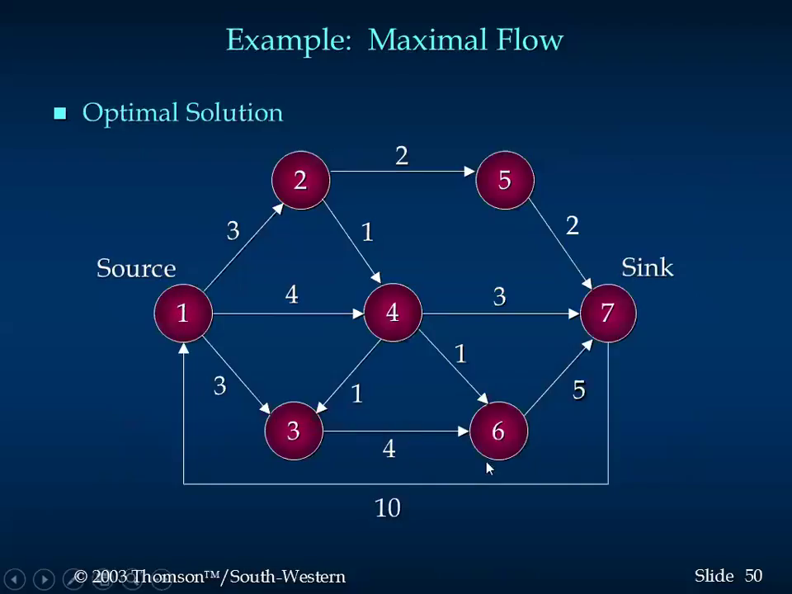From here, 3 units, 4 units, and 3 units. That's 10. This 3 units splits as 2 and 1 here. 1 and 4 join here to make 5. From that 5, 1 goes here, 1 goes here, and 3 go here. So 3 also come from here. 3 plus 1 is 4, so 4 units go from 3 to 6. It's joined by 1 more unit, so totally 5 units flow from 6 to 7. And on this side, this 2 units just continues.